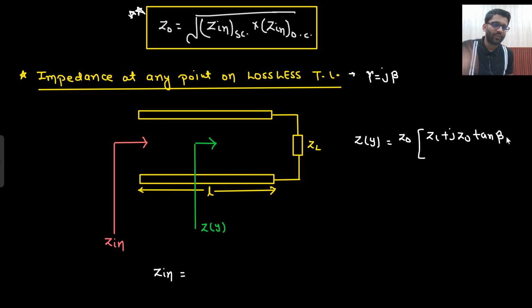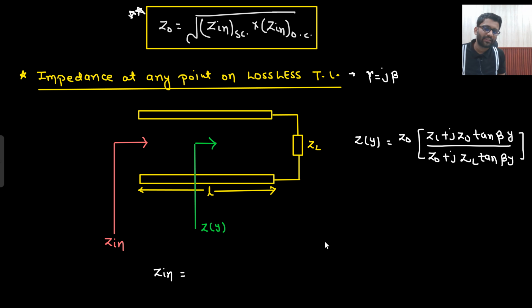I am writing in terms of Y, so it would be tan beta Y, where Y is the distance from the load, divided by Z0 into divided by Z0 plus J ZL tan beta Y. And if I need to write down the input impedance, then what will be the input impedance? Just Y equals to L I will put, that's it.